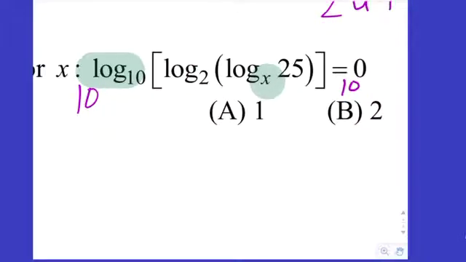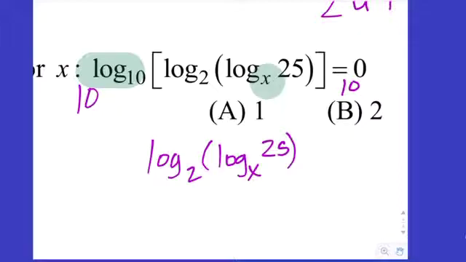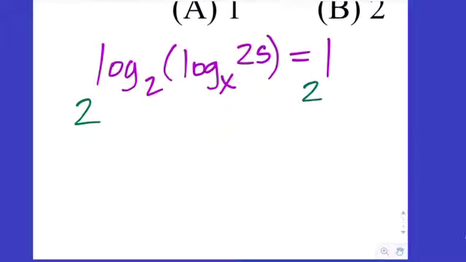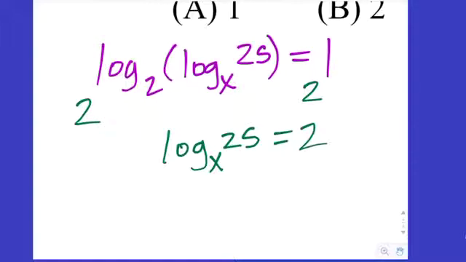So now 10 to the log base 10 of blob is the blob. And that blob is log base 2 of log base x of 25. And on the right, 10 to the 0 power is 1. So that removed one layer. Now we have the outside on the left being log base 2. We need to undo that, so we'll exponentiate both sides base 2. So now on the left, 2 to the log base 2 of blob is just log base x of 25, the blob. And on the right, 2 to the first is 2.